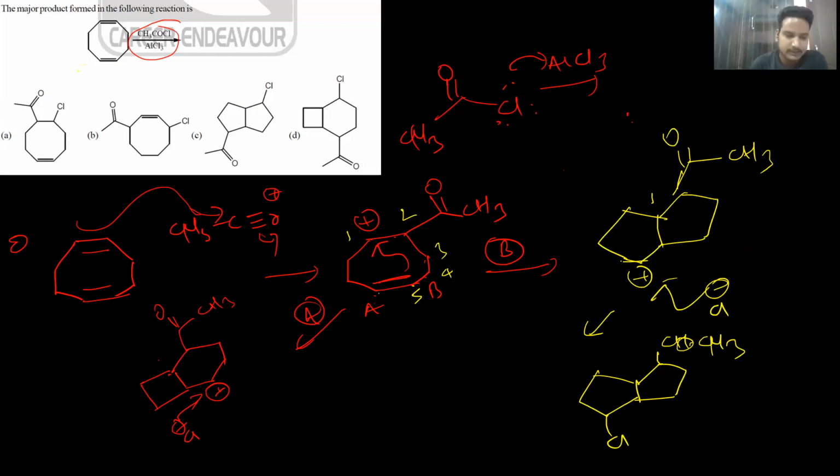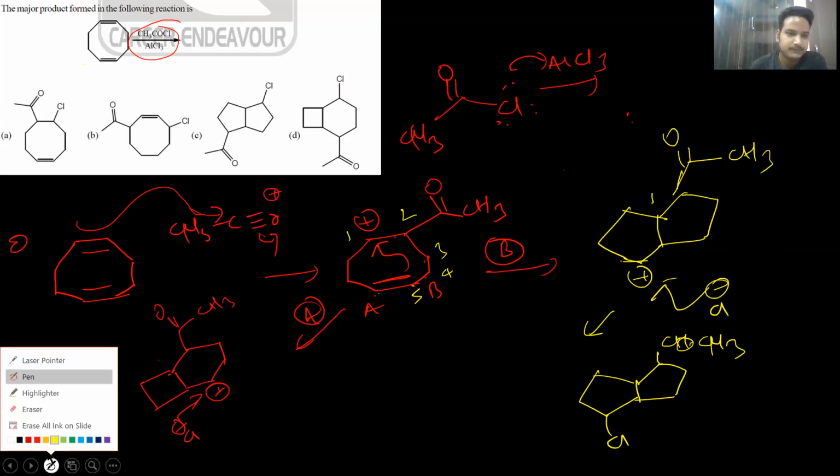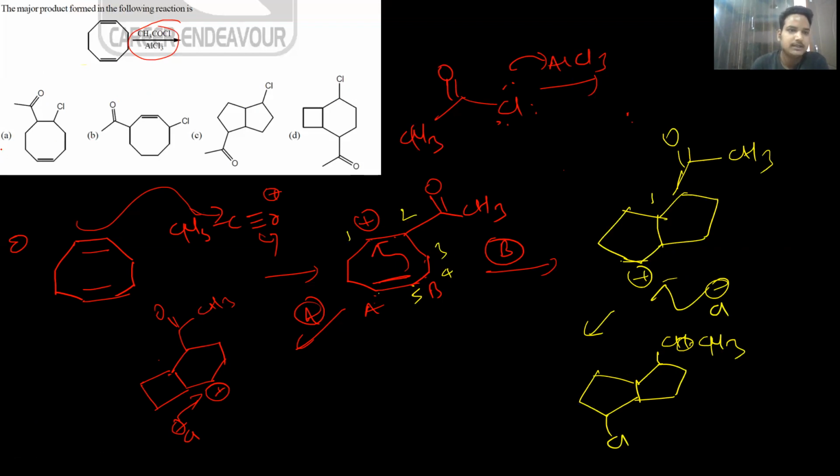So option number A. If we consider the answer, option number A is not possible because the first elimination takes place. This is also not possible. And if we see, this is a 4-member ring, which is considered to have angular strain. So this is not going to form. So we are ending with only option number C, which is our correct answer.